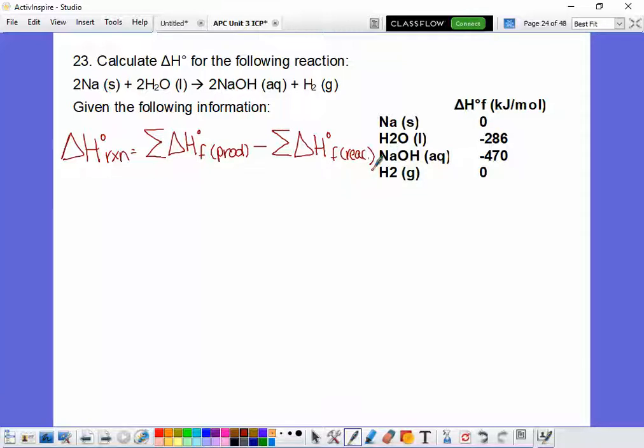In this problem, I've given you a chart that's a little bit prettier in your packet, a chart of the delta HF for the 4 substances in this reaction. Notice that sodium and hydrogen are both 0. What do both sodium and hydrogen have in common? They're both elements. I like the way you said that. They both have an oxidation state of 0. They're both elements. More specifically, they're elements in what form?